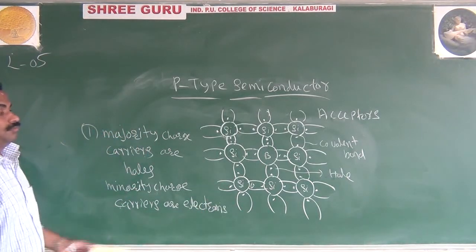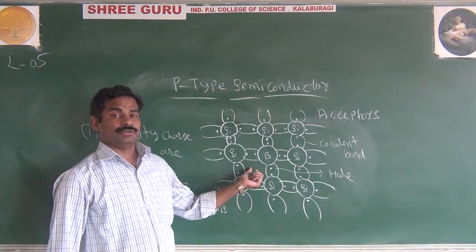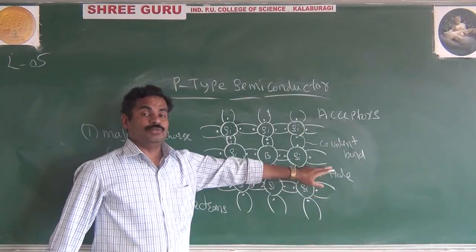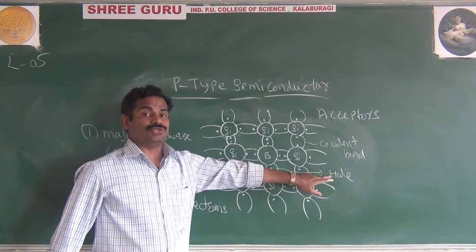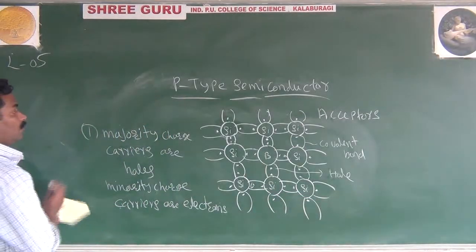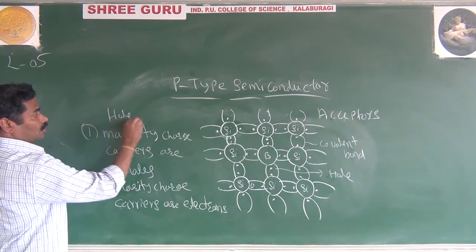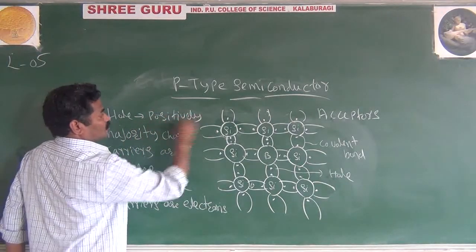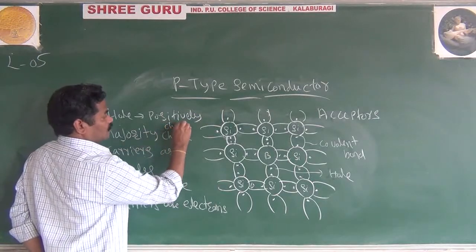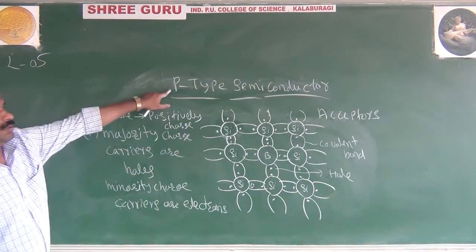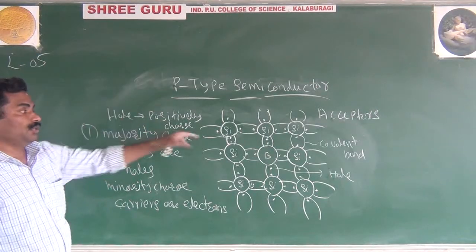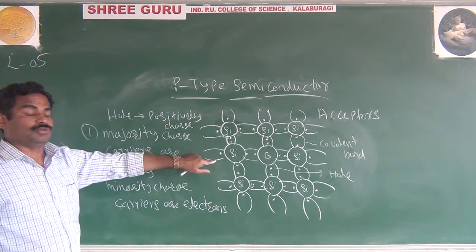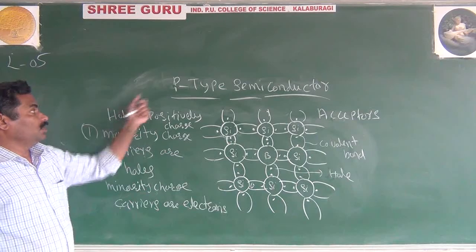And also, as I said, the important thing about the p-type semiconductor is that the holes are majority carriers, and as we know, a hole is nothing but a positive charge carrier. The hole is positively charged. That's why it is called p-type. Why is it a p-type semiconductor? Because the majority carriers are holes, and the p-type semiconductor will generate more holes, and holes have positive charge. That's why it is called p-type semiconductor.